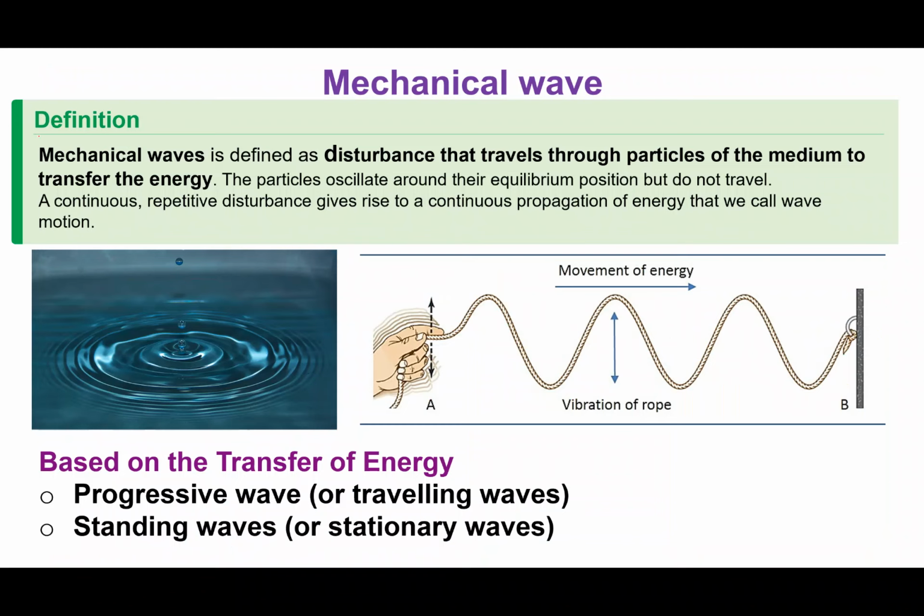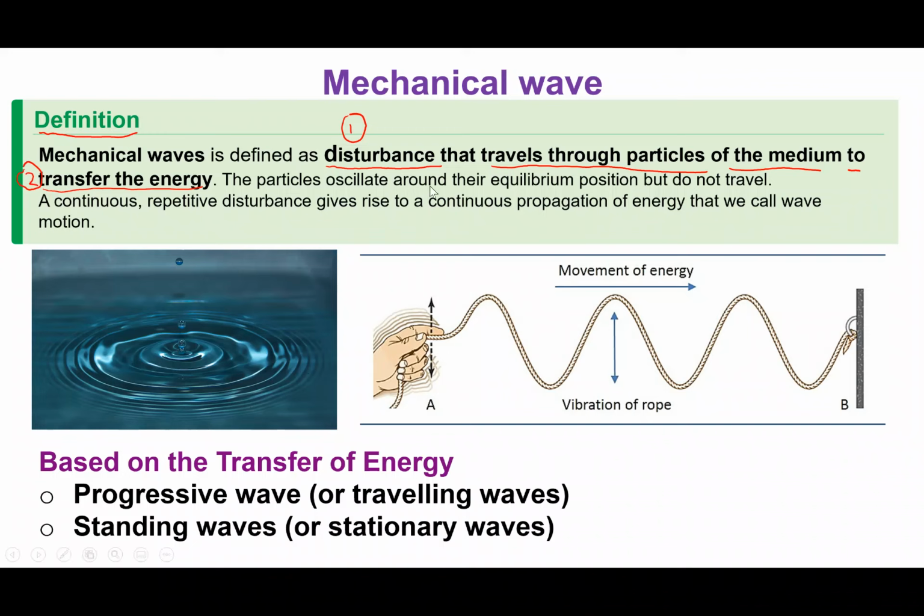First, we are going to define what is the mechanical wave. So mechanical wave is defined as the disturbance that travels through the particle of the medium to transfer the energy. So the keywords is disturbance that travels through the particles of the medium to transfer the energy. So basically, first, the keywords is disturbance which travels through the particle. Second, in order to transfer the energy.